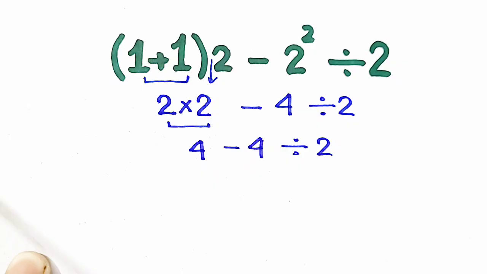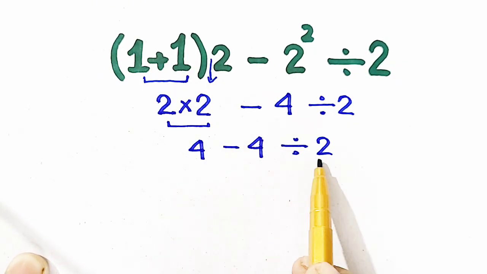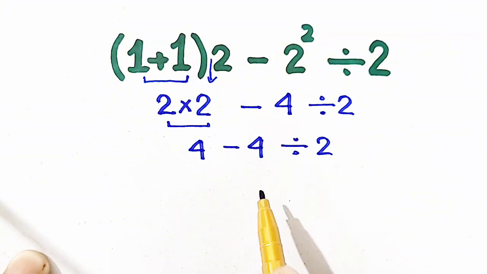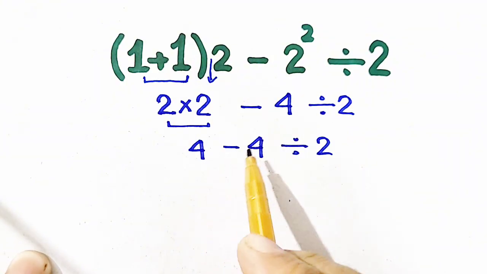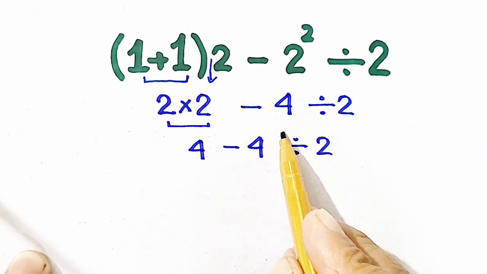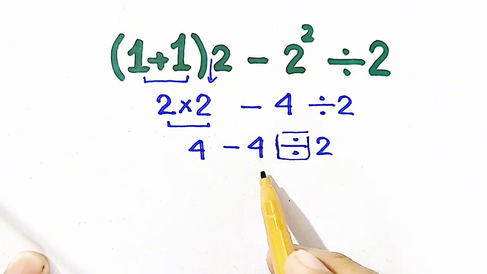Now, a mistake we will make for this question: if 4 minus 4 is 0, 0 divided by 2 will be equal to 0. 0 divided by anything will be 0, but that is our mistake because now we have two operations, subtraction and division. But we will prefer this division because according to the order of operations, we will solve the division first.